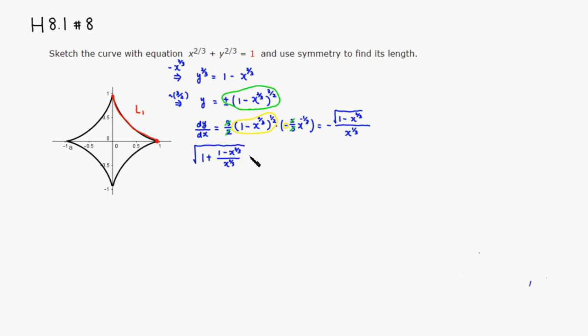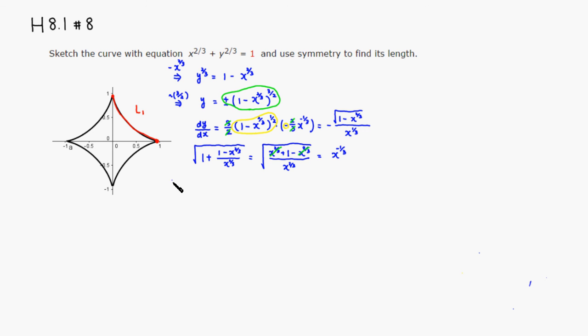If you simplify that by taking the common denominator, which is x to the 2/3 power, 1 is x to the 2/3 over x to the 2/3, plus 1 minus x to the 2/3. So we can cancel x to the 2/3 here and there. Taking the square root, this is just 1 over x to the 1/3. So I'm going to write it as x to the negative 1/3. That's the integrand.